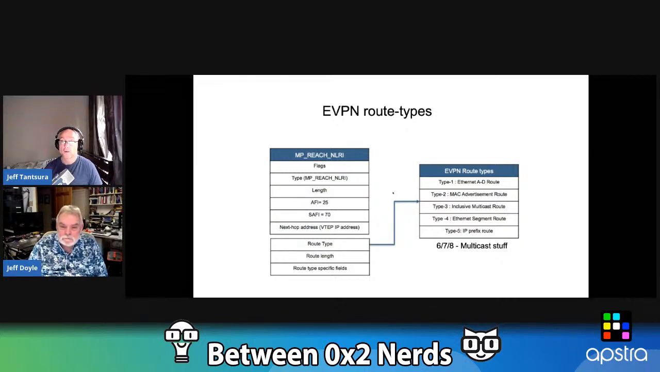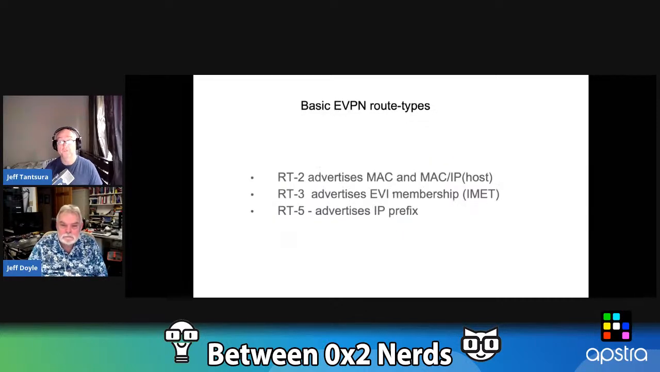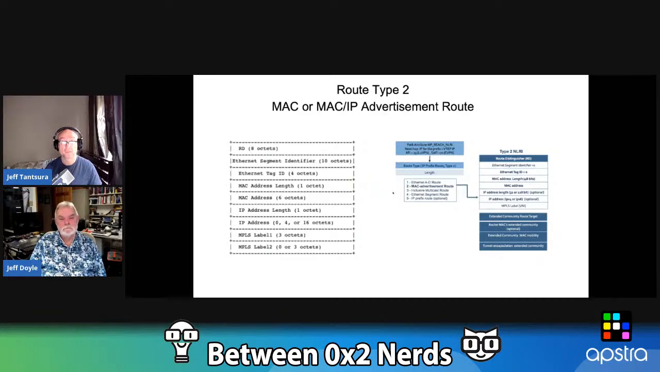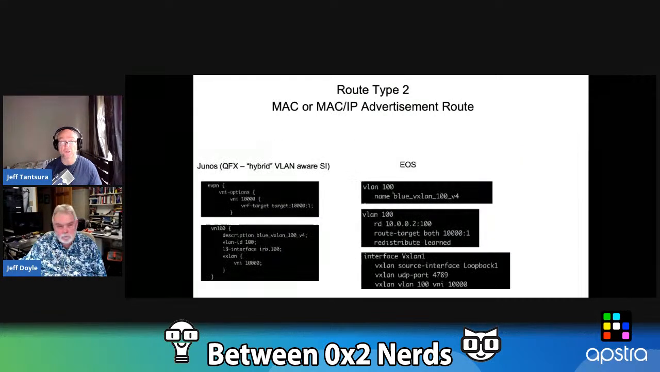Cool. Okay, so here we go. As we said, we've covered during the last 2 months the basic EVPN route types: route type 2, route type 3, and route type 5. Route type 2 advertises MAC or MAC and IP address, where MAC is a mandatory field and IP address is optional.